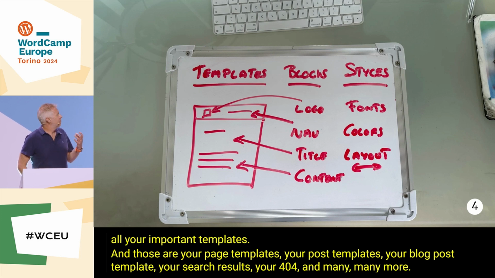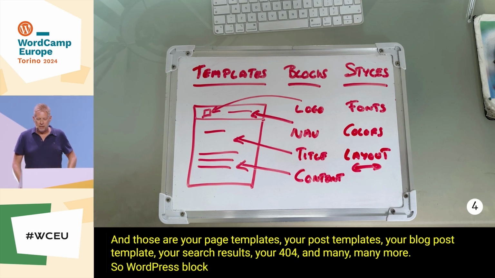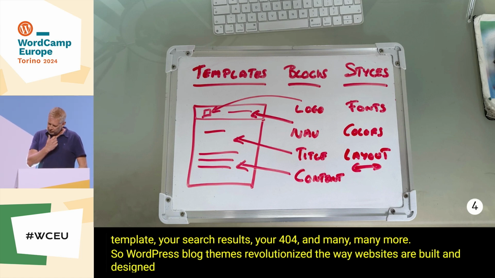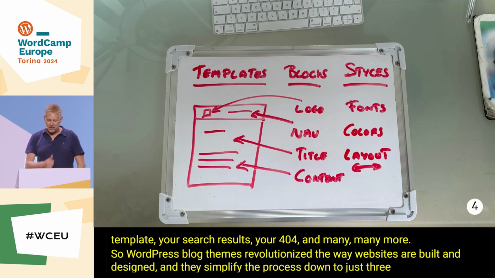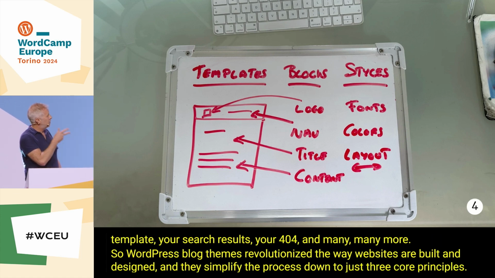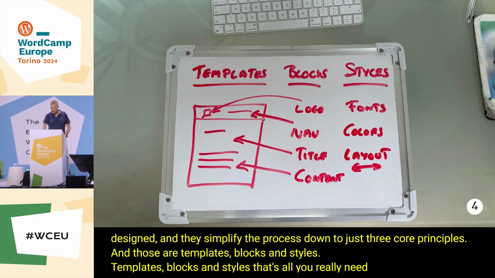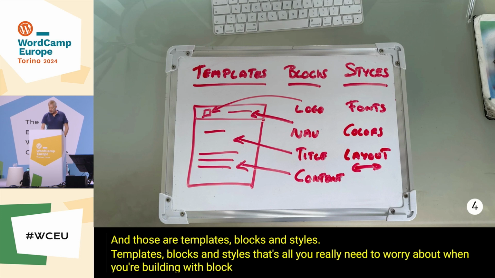So WordPress block themes revolutionize the way websites are built and designed. And they simplify the process down to just 3 core principles. And those are templates, blocks, and styles. Templates, blocks, and styles. That's all you really need to worry about when you're building with block themes. So let's have a quick look at templates.